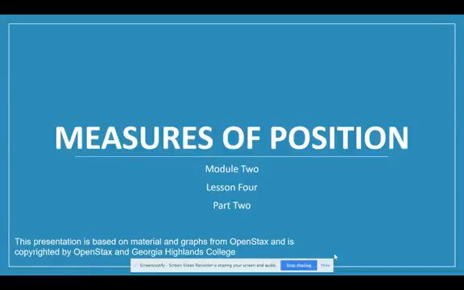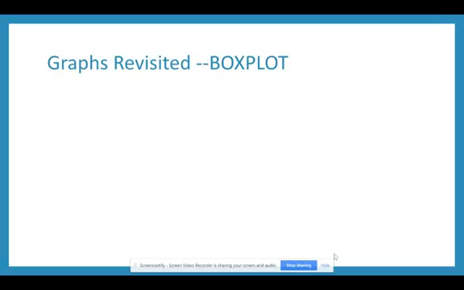This is Module 2, Lesson 4, Part 2. It's a continuation of the discussion of measures of position. And we're going to revisit the graphs that we initially talked about in Lesson 1 of this module. We talked about the stem and leaf plot and the histogram. We're now going to come back and talk about the box plot.